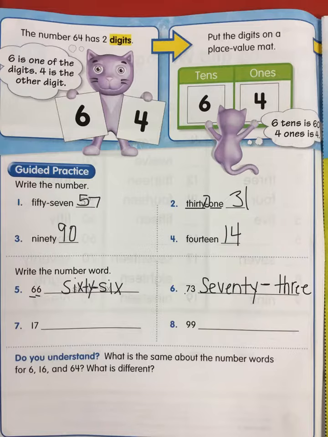17. I don't need a dash because that's all one word. And 8. 99. Ooh, I need a dash. I heard 90, and now I have to put the 9. So a dash goes in between the words. 90 dash 9.